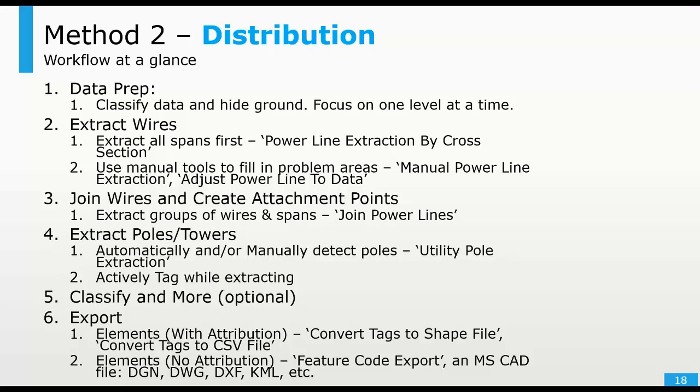But we're going to focus on one level at a time, because in this case I'm going to have a variety of levels. And the main difference between the first one that we just saw and this one is we're going to be extracting the spans first. So wires come first and then the towers. Okay. And so we're going to get those spans. We're going to then join the wires, create the attachment points, and then we're going to flow into the utility pole tool.